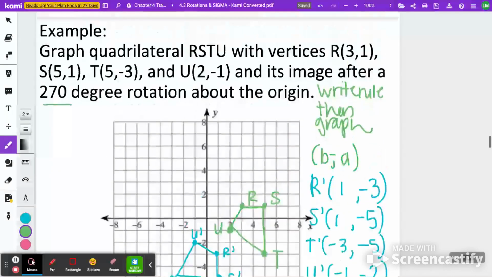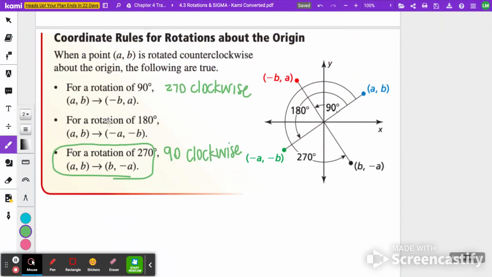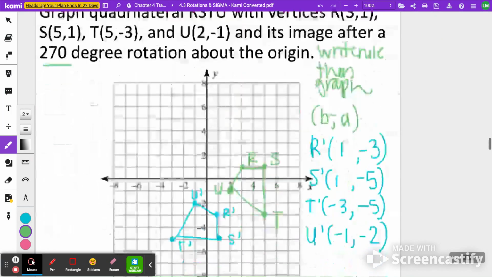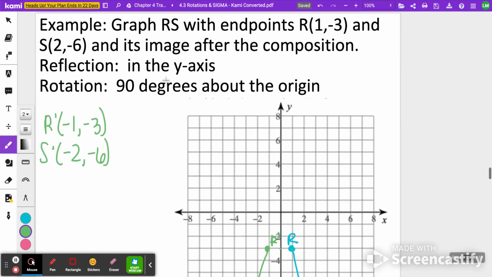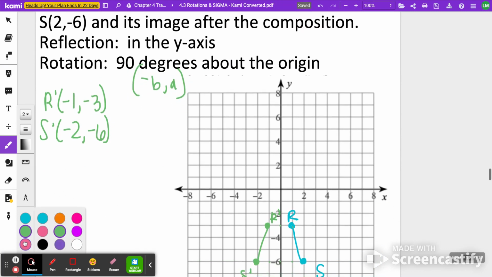So if you remember back from our rules, 90 degrees about the origin is -b, a. So -b, a means we're going to switch the placements of x and y, and x will now become its opposite. So our double prime is now going to look like this. -3 is out in front, but it's actually going to be its opposite. So that -3 is going to change to a +3.